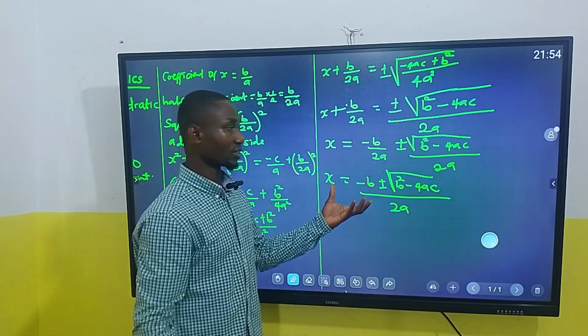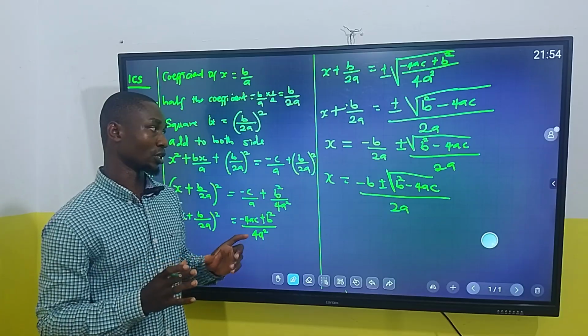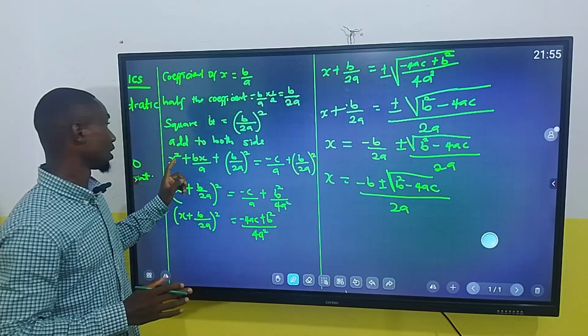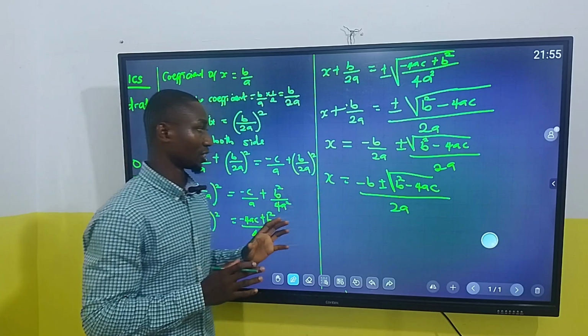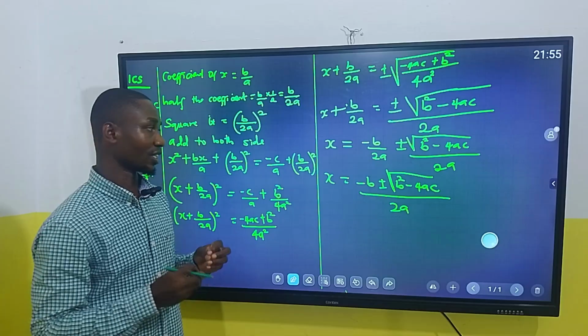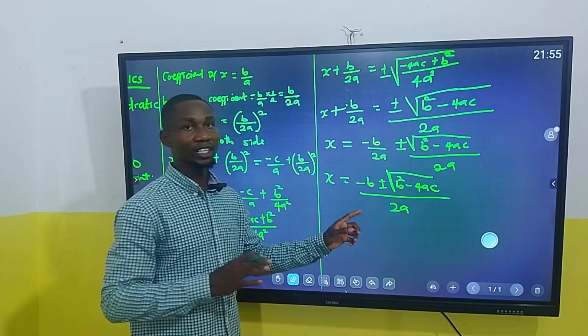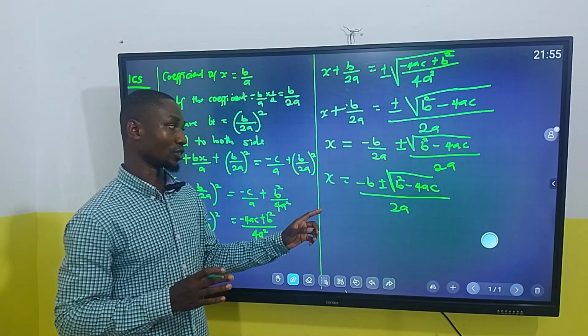So this is the general formula we use to solve any given quadratic equation. Just note that a is the coefficient of s squared, b is the coefficient of s, and c is our constant. So this is valid for any given quadratic equation.